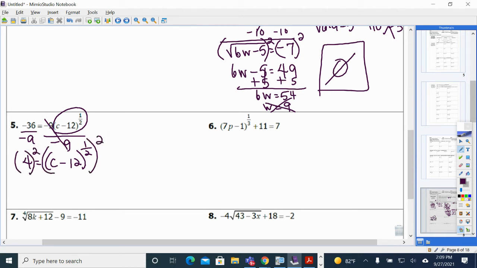And when you do that, these go away, leaving you with just the c minus 12. And then 4 squared is 16. Add the 12. And we get c is equal to 28. And we're going to check that. Negative 36 is supposed to be equal to negative 9 times c, which I got 28. Let me change that to a 28.